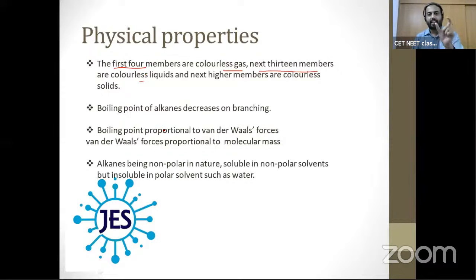Branching ಜಾಸ್ತಿ ಆದ್ರೆ alkanes ಅಲ್ಲಿ boiling point ಕಡಿಮೆ ಆಗುತ್ತೆ. For example, if you take butane and isobutane, butane has a higher boiling point than isobutane because branching reduces surface area. Branching reduces surface area. Okay, good.